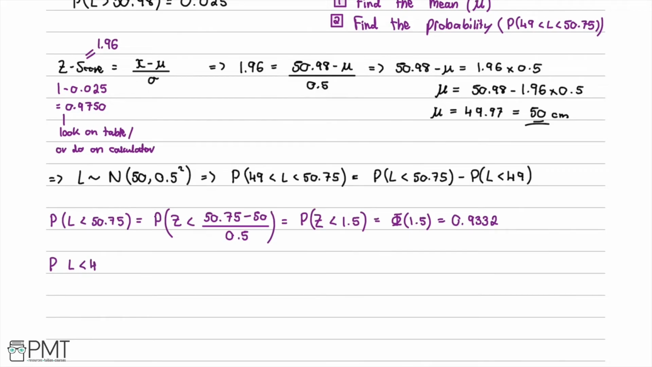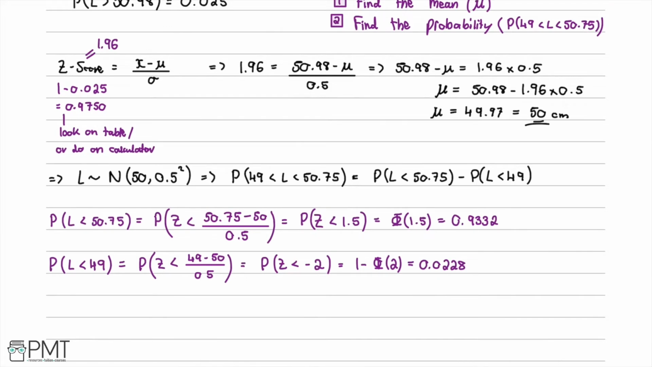Then we can do the same thing for the probability of L less than 49. This is equal to the probability of Z being less than 49 minus 50, over 0.5. This time we have a negative, so the probability of Z is less than -2. Since we have the negative, we do 1 subtracted by the cumulative distribution function of 2. So this is equal to 1 minus phi of 2, which is equal to 0.0228.